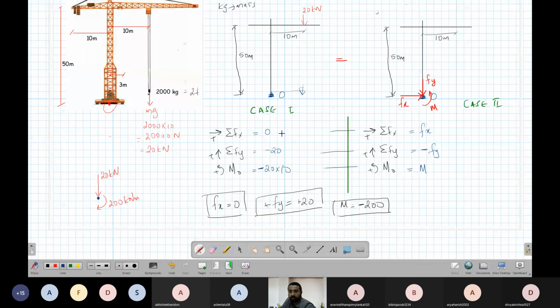Okay, so I did not do the most important thing. This is kilonewton. This is kilonewton meter. This is 20 kilonewtons. Okay. Kilonewton.